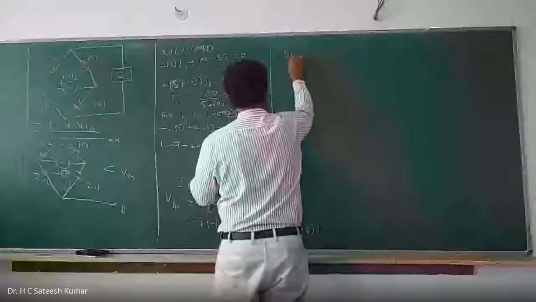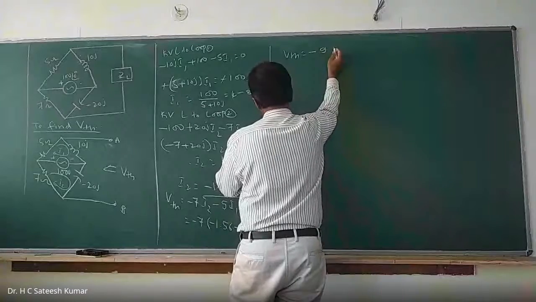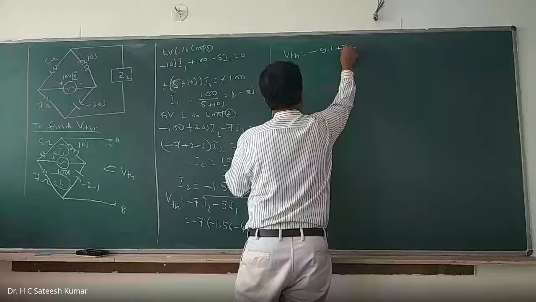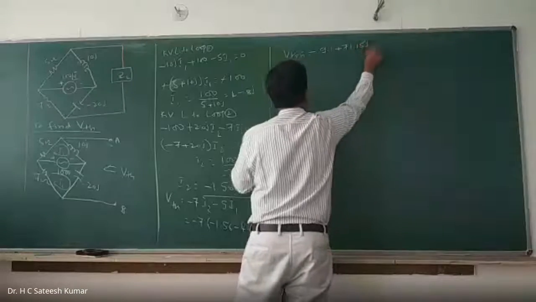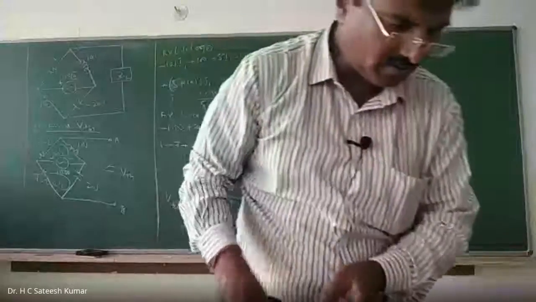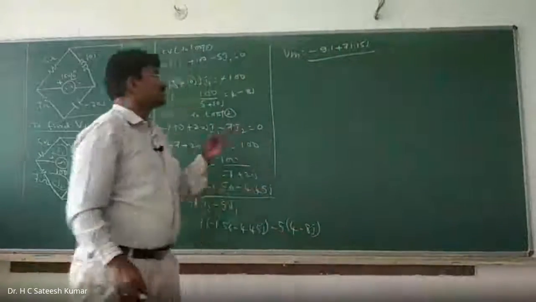VTH is equal to minus 9.9, we can write it like that. Minus 9.1 plus 71.15j. So that is your VTH. VTH is right, 71.18. Okay, right. So that is your VTH.